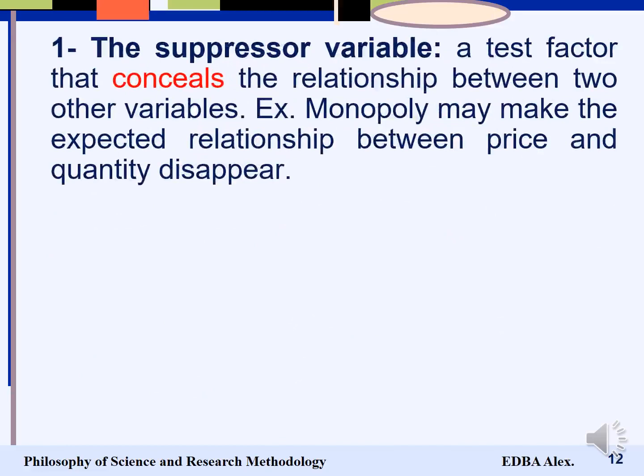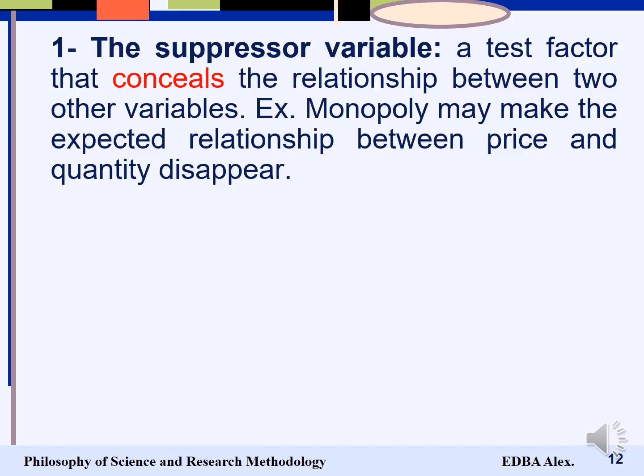Now let us talk about the second group of test factors. The test factors that examine the absence of the relationship, to make sure that the absence of the relationship is true, not false. Here we have the first test factor, the suppressor variable. It is a test factor that conceals the relationship between two other variables.